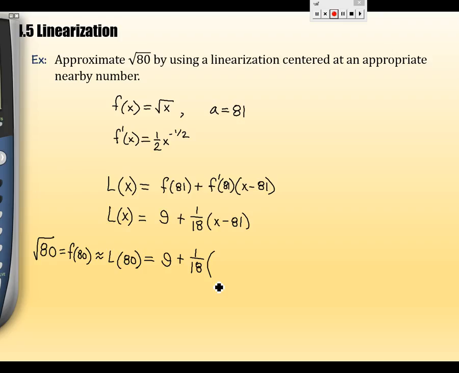Because now when I plug in 80, it's a huge convenience to me, right? Done. So, 9 plus negative 1/18, and here we'll write it as a mixed number, 8 and 17/18ths. Or you can write that as an improper fraction if you like. But it's just an 18th short of 9.